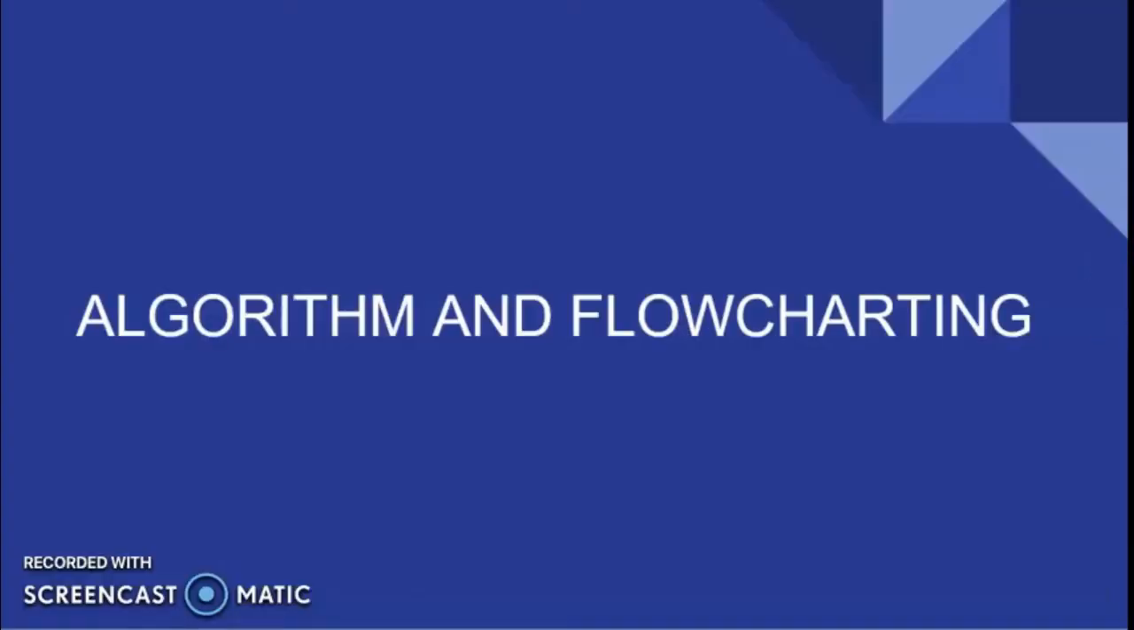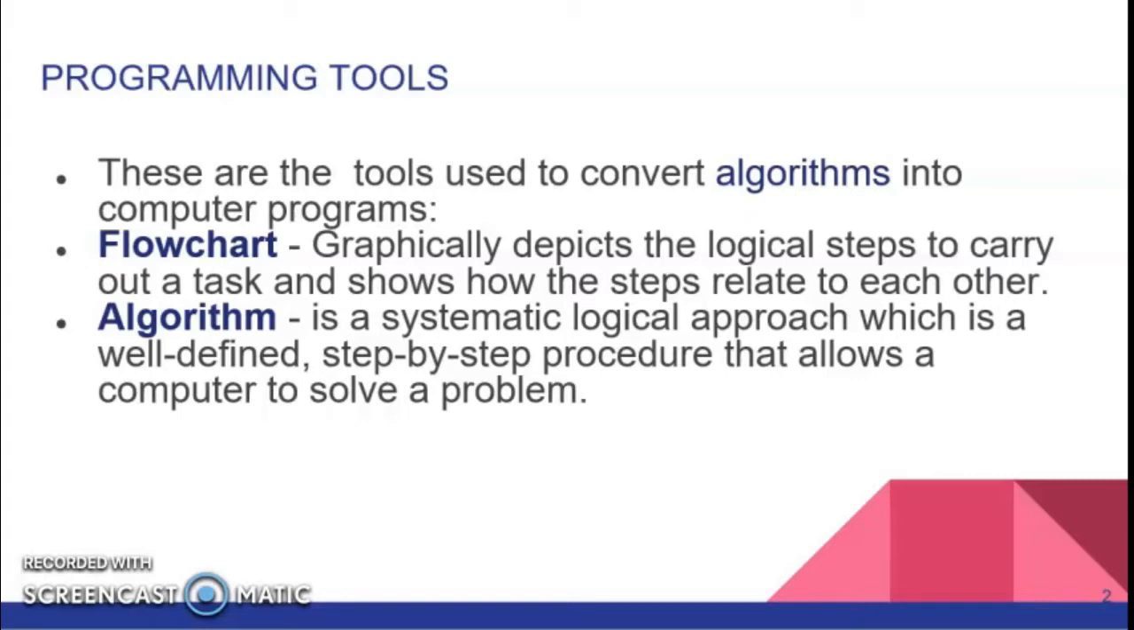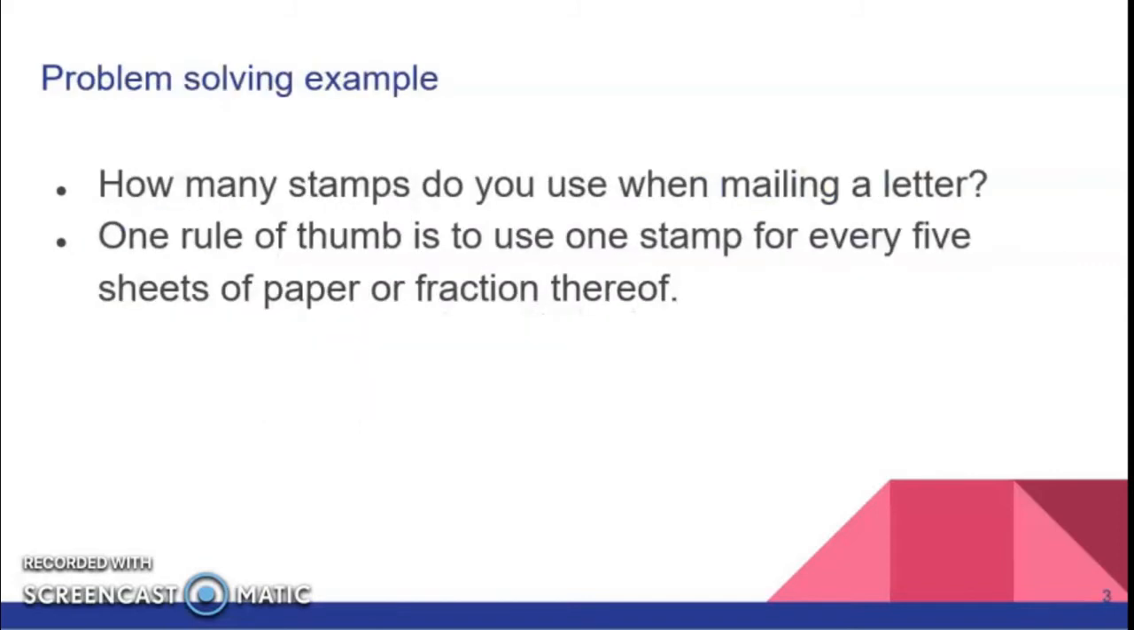Algorithm and flowcharting. Programming tools. These are the tools used to convert algorithms into computer programs. We have two, flowchart and algorithm. Flowchart graphically depicts the logical steps to carry out a task and shows how the steps relate to each other. Algorithm is a systematic logical approach which is a well-defined, step-by-step procedure that allows the computer to solve a problem.